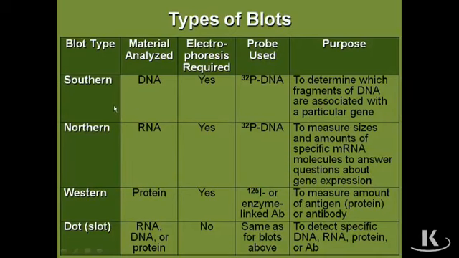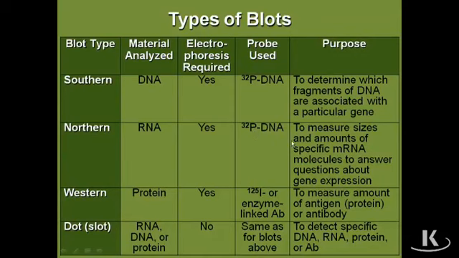Now, when another scientist came along and discovered a way to look at RNA, because they had a southern blot, they called it a northern blot. Right? So the northern blot is simply a way to analyze RNA, very similar in technique to the southern blot. You separate the RNA based on size. You can use a P32 labeled probe.